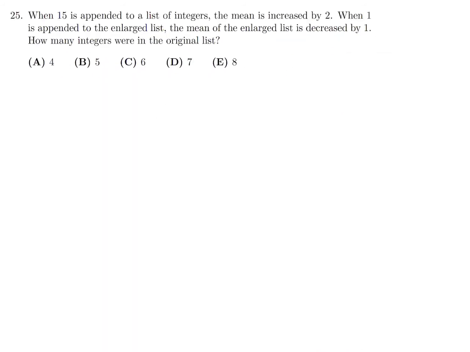When 15 is appended to a list of integers, the mean is increased by 2. When 1 is appended to the enlarged list, the mean of the enlarged list is decreased by 1. How many integers were in the original list? So we've got a list of integers, a plus b plus c dot dot dot. We don't know how many there are. And if you take their mean, divide by the number, so I'll let the number be n, we're going to get a certain number. I'll call it m representing the mean.